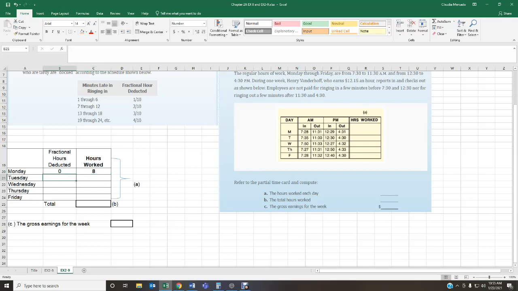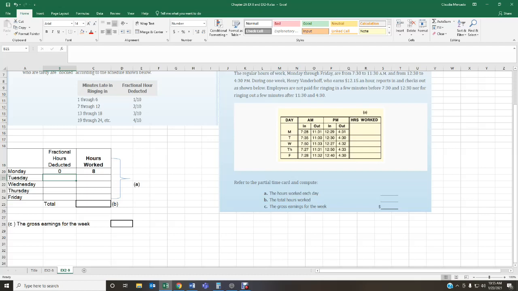Now, let's pay attention to Tuesday. At what time are you supposed to clock in? You're supposed to clock in at 7:30. At what time did this employee clock in? This employee clocked in at 7:35. This employee is 5 minutes late. So, I know I need to dock him 1/10 of an hour, okay?